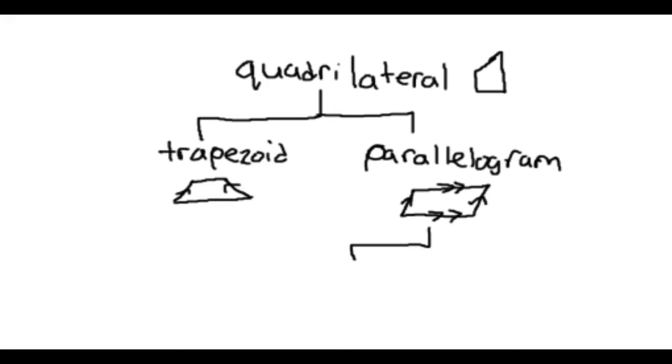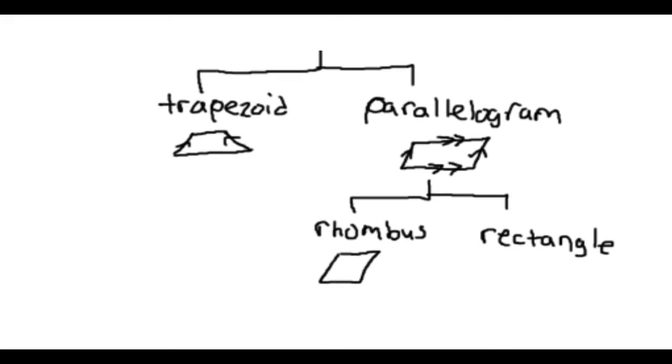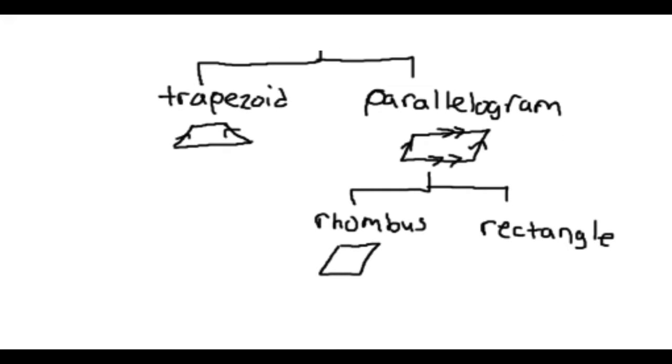Anywho, parallelograms split into two different classifications. We have rhombus right here, or they could be a rectangle, which I'm sure most of you are familiar with. Now, a rhombus is a parallelogram where all sides are the exact same length. So looking at that figure, it looks like a slanted square, but notice how opposite sides are parallel and all sides are the same length. Assuming it's proportional. I'm not an artist, please forgive me.